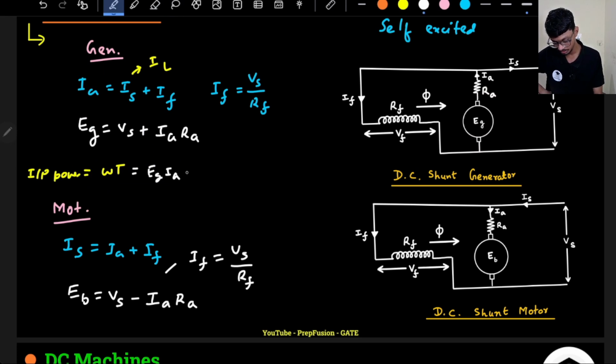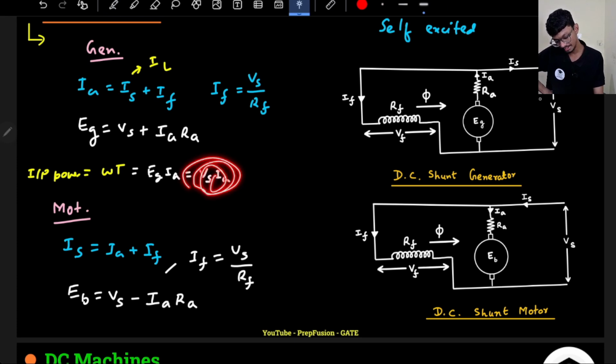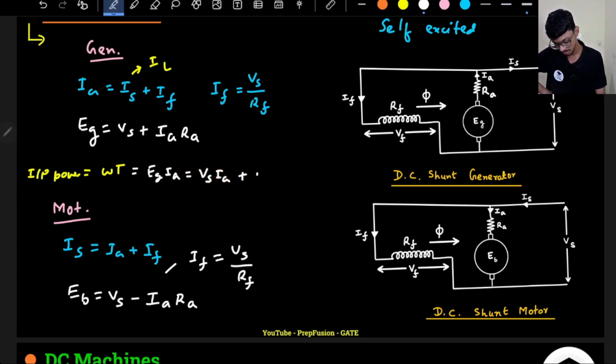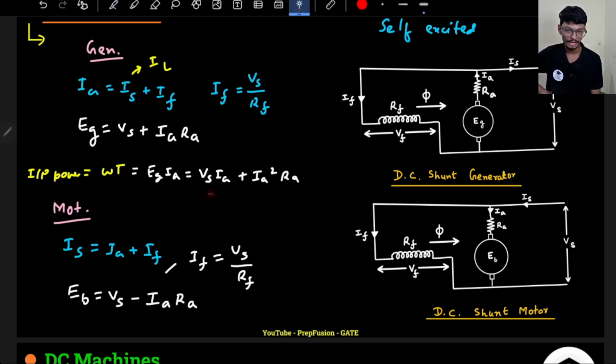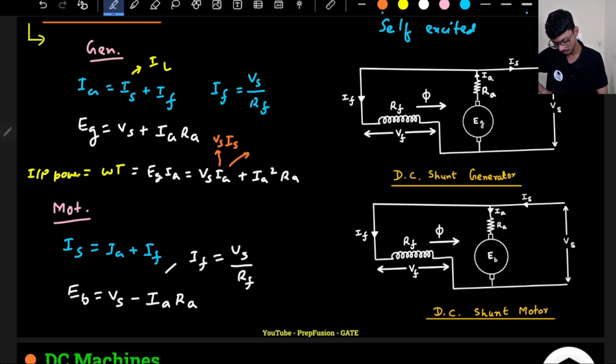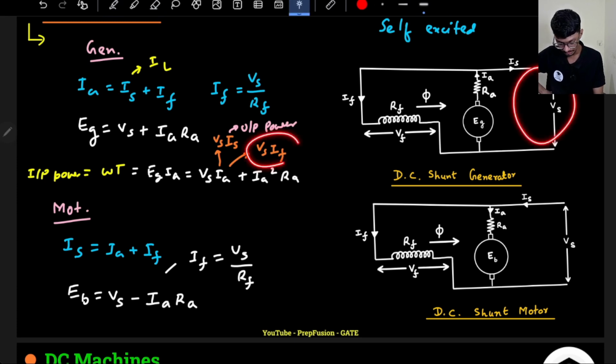This will be equal to Vs into Ia plus Ia square into Ra. Vs into Ia is a combination of two things. Ia is equal to Is plus If, so this can be broken down into Vs into Is and another one, Vs into If. The Vs into Is portion is actually the output power, the power that the load will receive.